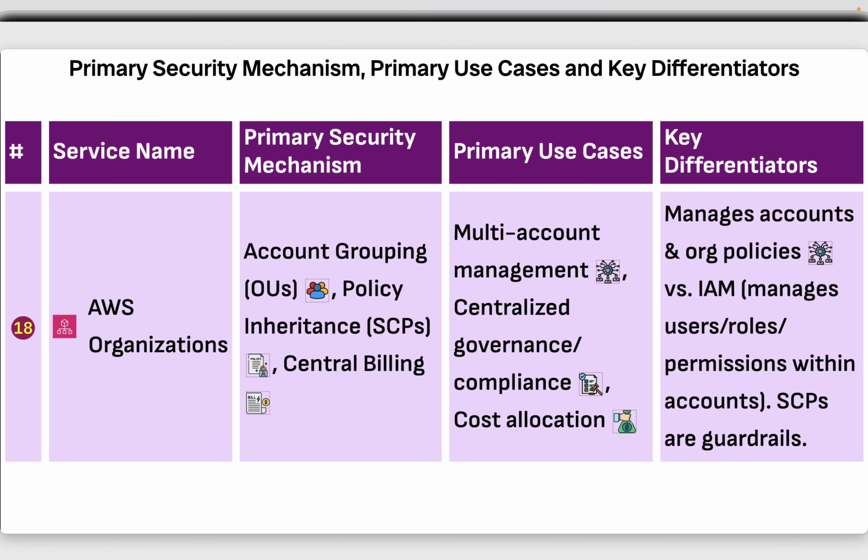Next, AWS Organizations. Primary security mechanism is account grouping through organizational units, policy inheritance through service control policies, and central billing. Primary use cases are multi-account management, centralized governance and compliance, and cost allocations. Key differentiators are it manages accounts and organization policies, compared with IAM, which is for managing users, roles, and permissions within accounts. And service control policies are the guardrails.